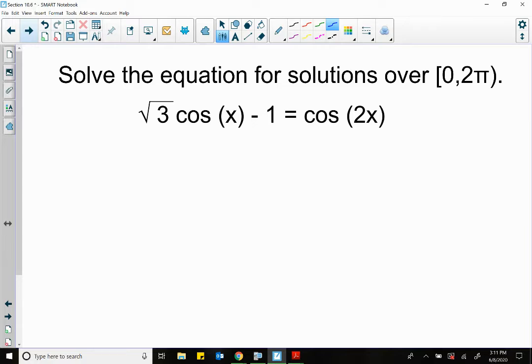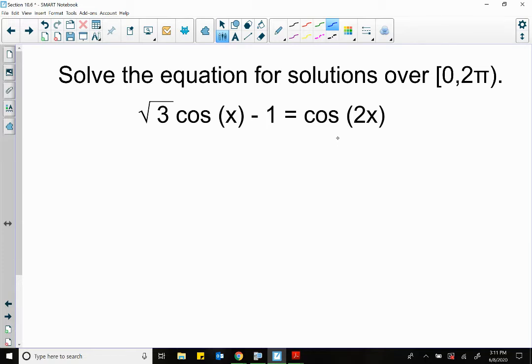Now, what's also cool and interesting about these is you don't always end up with just... you see how this is x and this is 2x? Well, we can't really solve this the way it is. Even though it's just cosine, we can't really solve this the way it is.